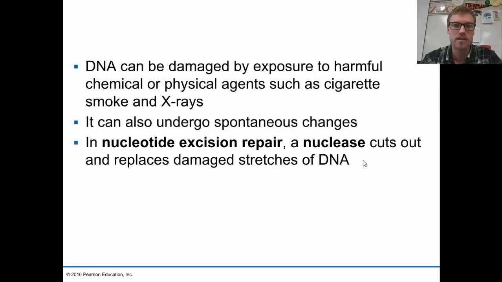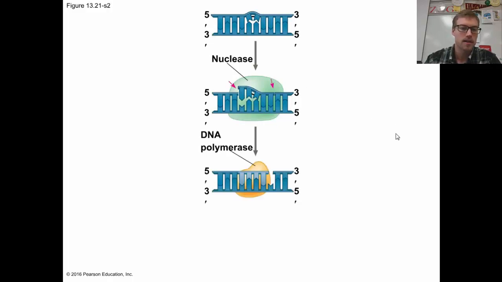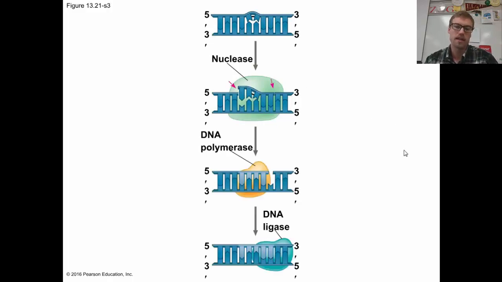And DNA can also be exposed to harmful chemical or physical agents, right? So stuff like UV damage or cigarette smoke, X-rays, things like that. These can also be repaired in nucleotide excision repair. A molecule called a nuclease cuts out the damage and then replaces it with the correct sequence. So, for example, you can have molecules that form bonds to each other, where the nucleotides actually attach to each other. A nuclease will come in, cut that out, and then replace the nucleotides that should be there.